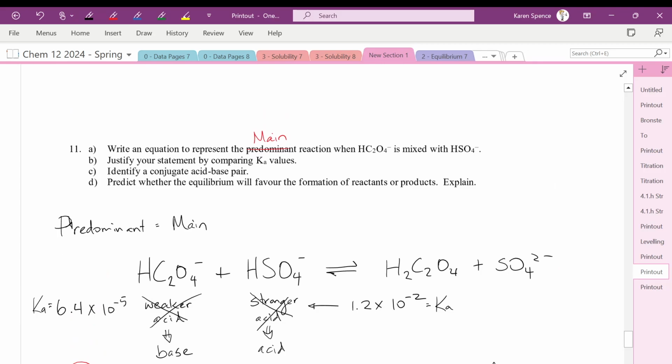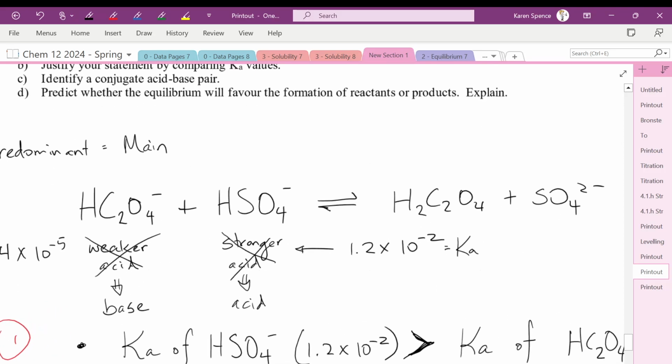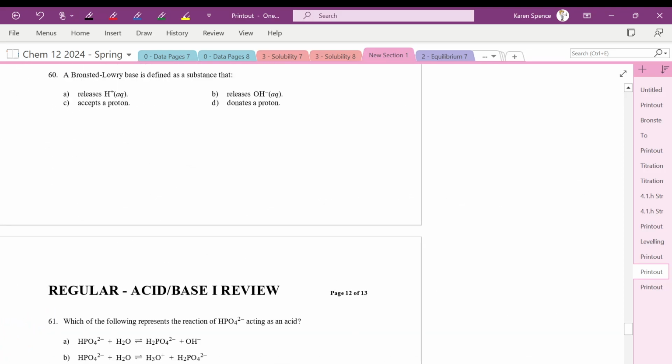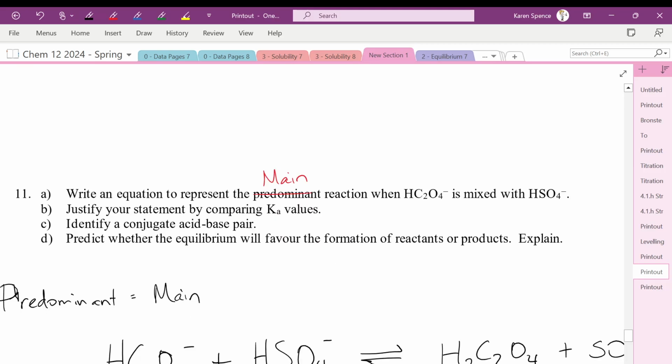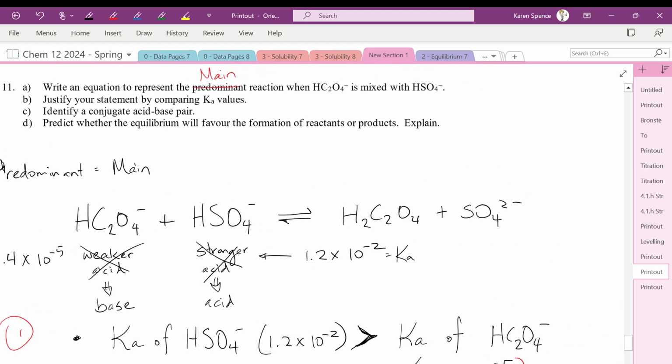Now, identify a conjugate acid-base pair. Sorry, it went jumping around on me. So in our reaction here, show your partner a conjugate acid-base pair. And if you are on your phone, what the hell are you doing? Just saying.